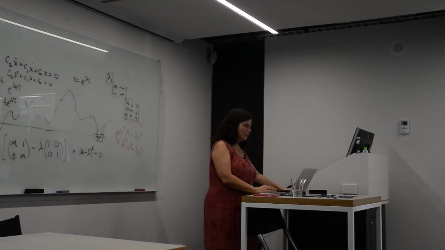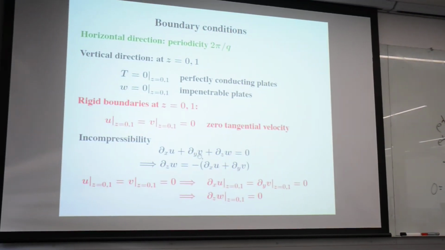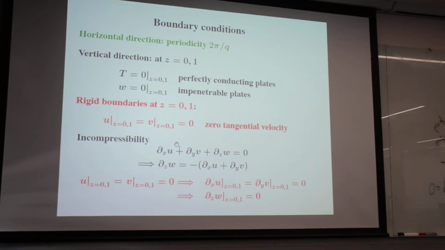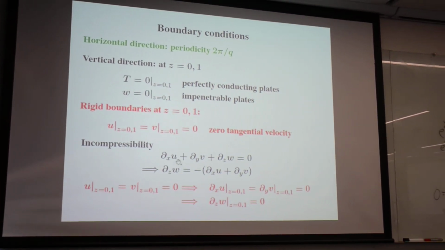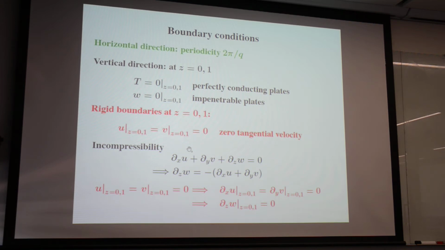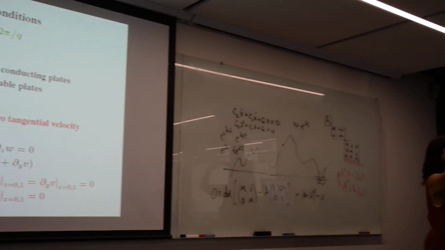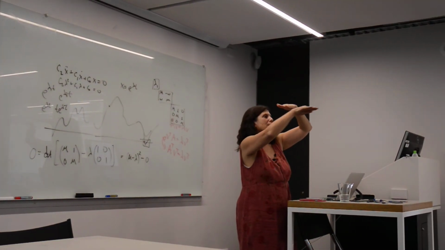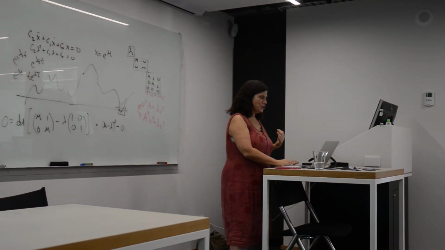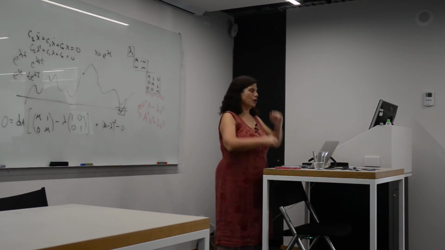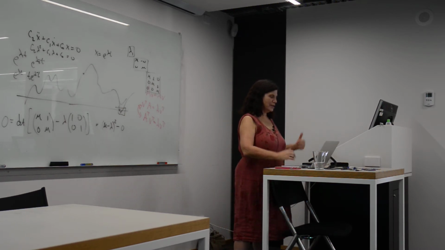And with incompressibility, you turn the conditions on the tangential velocity into conditions on the vertical velocity. That is to say, if you have no velocity in u and no velocity in v here, then that means that you also have no variation of the u velocity in x and no variation of v in that direction, because you fixed them to be 0, and that tells you that you have no variation in z of the vertical velocity w.